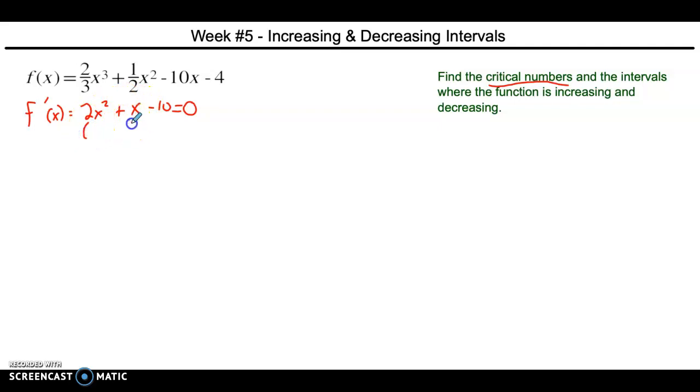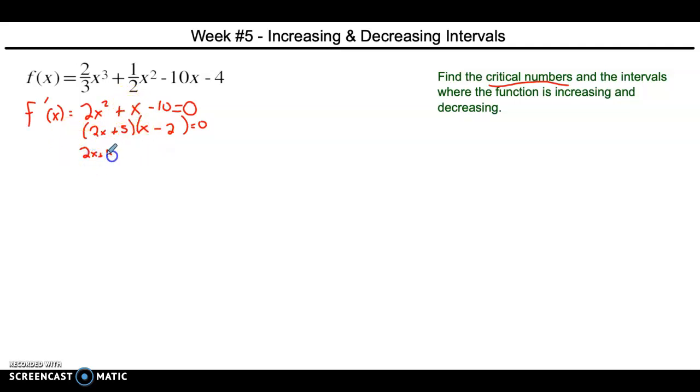We've got to do some factoring. I like to do FOIL in reverse. 2x times x gets us our 2x squared for our first terms. The last two terms have to multiply to give us a negative 10. I like plus 5 and minus 2. And the reason I like that is the outside and inside part of FOIL: inside 5x, outside is a minus 4x. When you combine those like terms, there's our middle term of positive 1x.